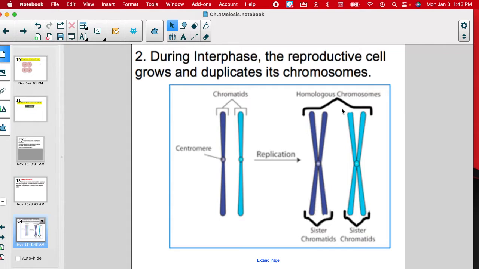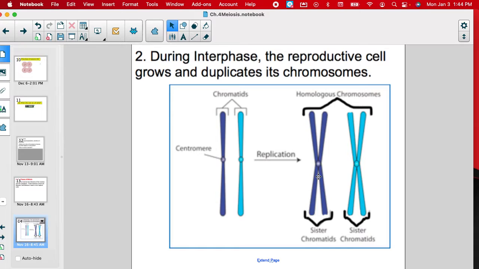So during interphase, our reproductive cell grows and replicates its chromosomes, kind of like what it does in mitosis. So we end up with X's. It's going to replicate, copy itself, and this is still a homologous chromosome. Maybe this chromosome came from dad and this chromosome came from mom. There's my homologous chromosome. This is a chromosome. What makes up a chromosome? In this case, we've got 2 sister chromatids.